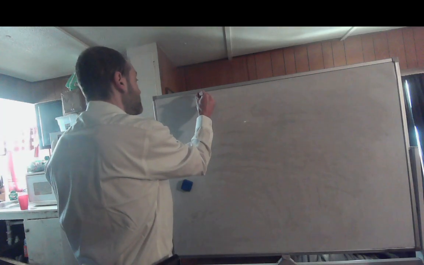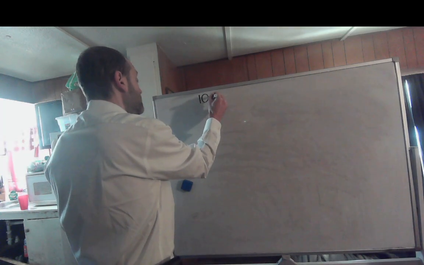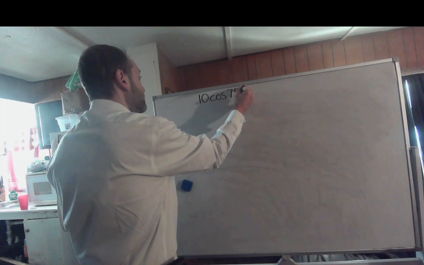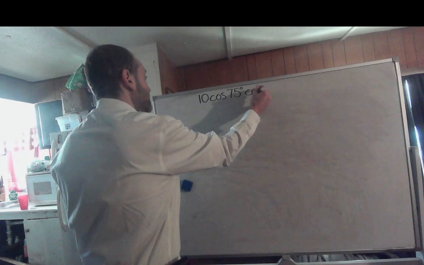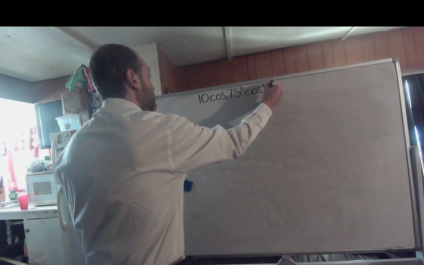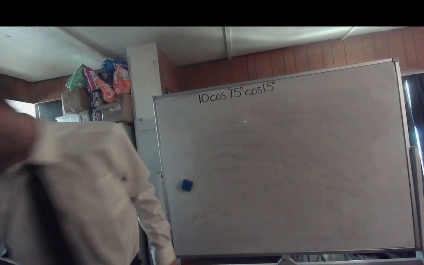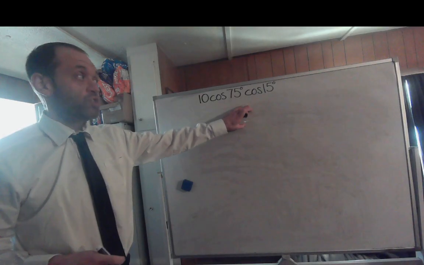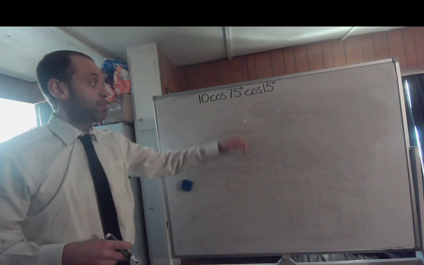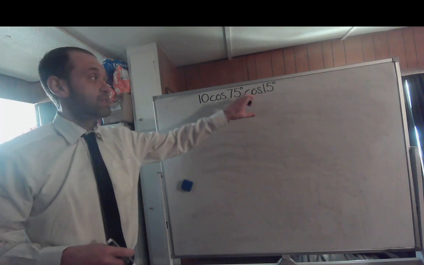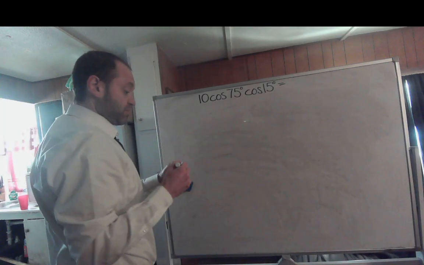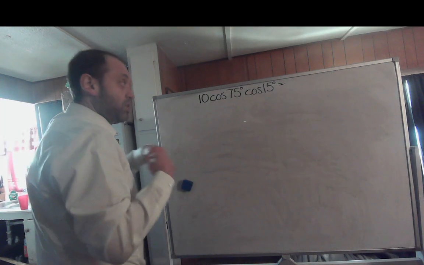All right. So we have 10 times the cosine of 75 degrees times the cosine of 15 degrees. Since these are both positive angles, we should get a positive result, right? A positive times a positive is a positive. So let's go ahead and use the product of sum formulas for the cosine function.